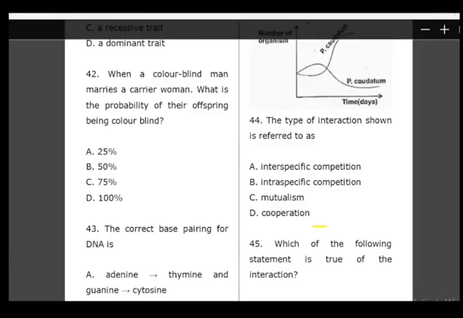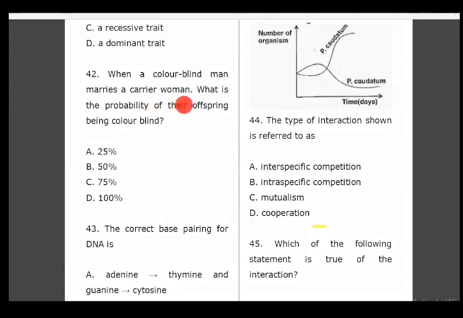And then question 42 says, when a color-blind man marries a carrier woman, what is the probability of their offspring being color-blind? If we have the color-blind, homozygous color-blind, the person is having double C, and then the wife is a carrier. The wife is not really a color-blind person. It is only the husband that is color-blind. The wife is just a carrier. So we have the traits to look like this. So this is how we have the cross looking. We have the cross looking like this.